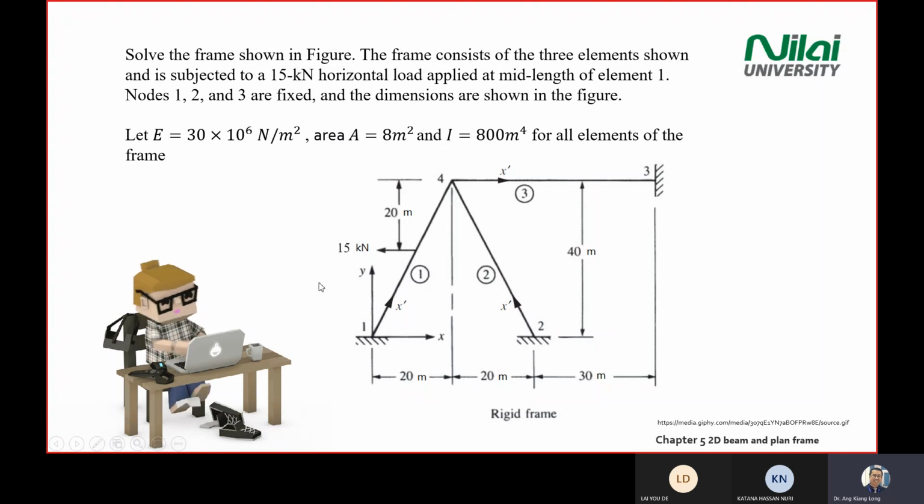All right, so we have this kind of question, and then we have a frame here. We need to use what we learned in this lecture, in this module, to find all the displacements and rotations and the forces in each element here. In this case, we can see that point 1 and point 2 are fixed, and point 3 is also fixed. So let's see how we solve this kind of question.